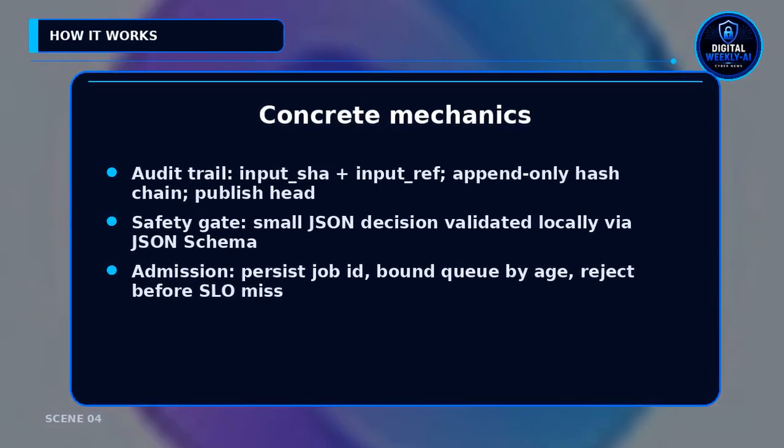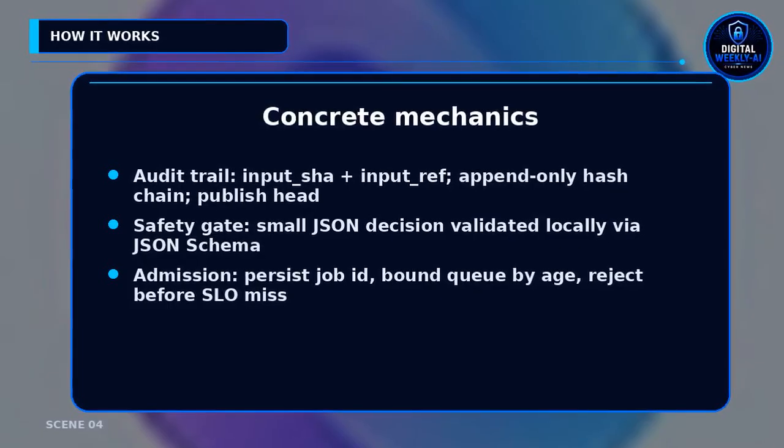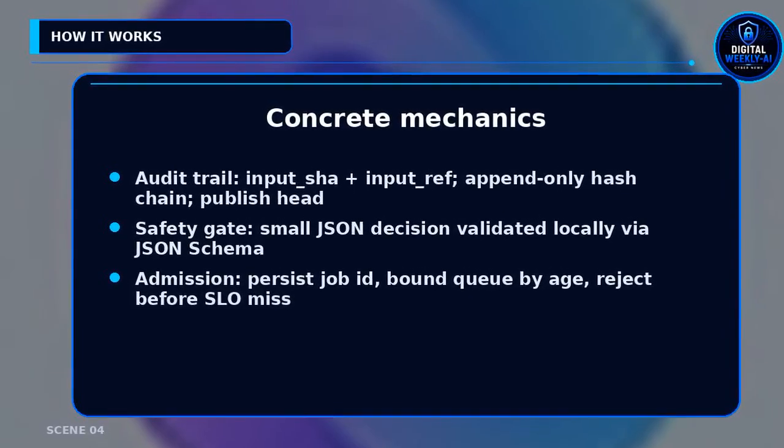How these pieces work in practice. Audit trail, record the decision model ID, prompt version, input digests, human steps, and who inspected the record. Do not keep raw prompt or completion text in the long-lived trail. Store input_SHA plus input_REF instead. Make the trail append-only and chain entries with a hash chain. Publish the head hash to a second system the operator cannot rewrite. Schedule verification and alert on failures.